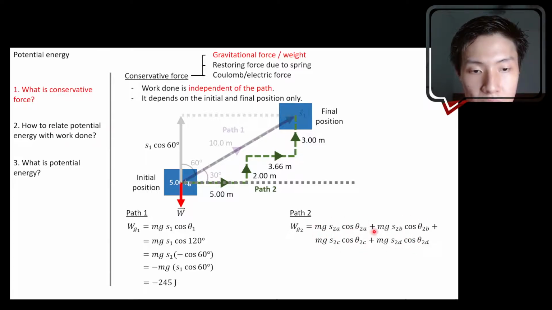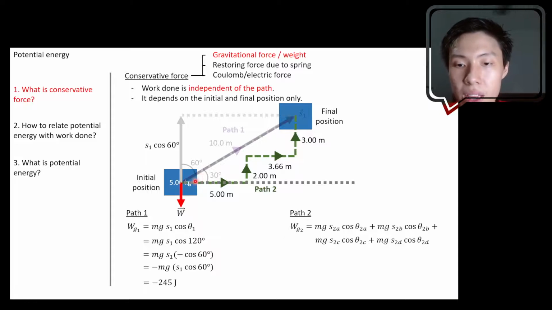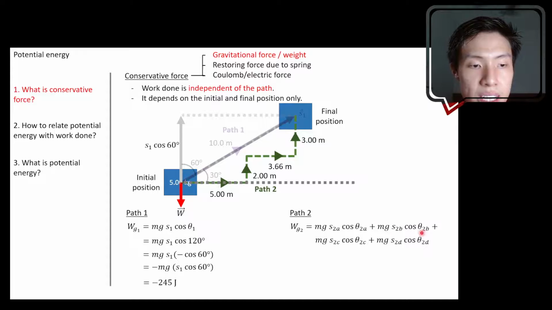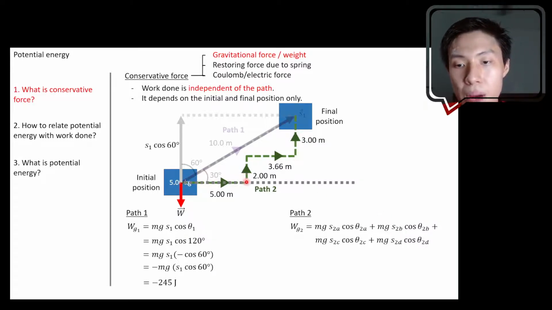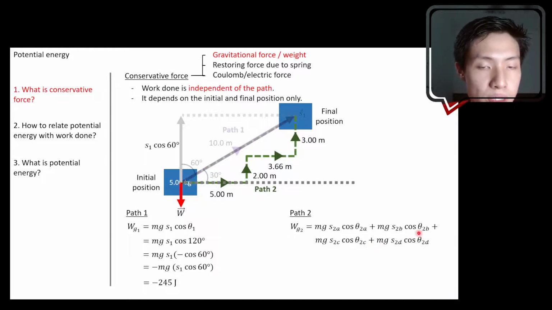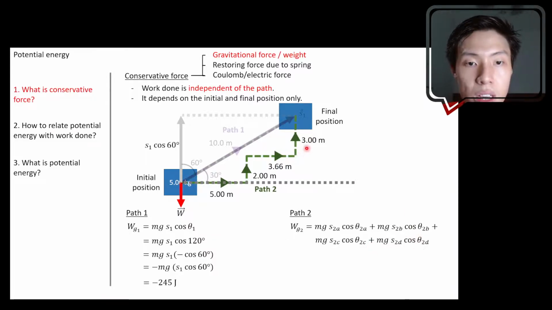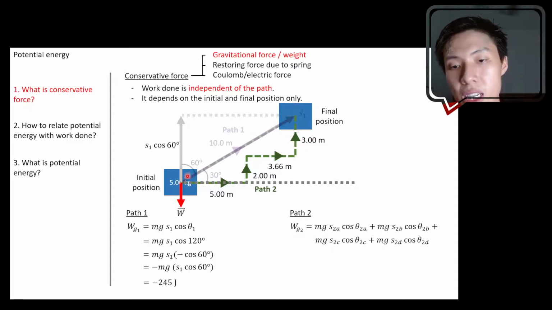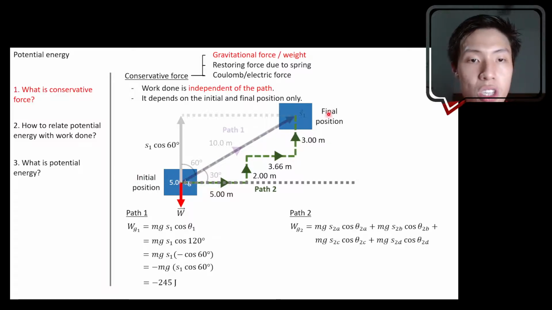So this first term here represents the work done when this object moves from the initial position to this point over here. The second section will be the work done by gravity when the block moves from here to here. The third term will be the work done by gravity when it moves from here to here. The fourth term here will be the work done by gravity when the block moves from here to here. So if we sum them up, that will be equal to the work done for this block to travel from the initial position to the final position using path 2.